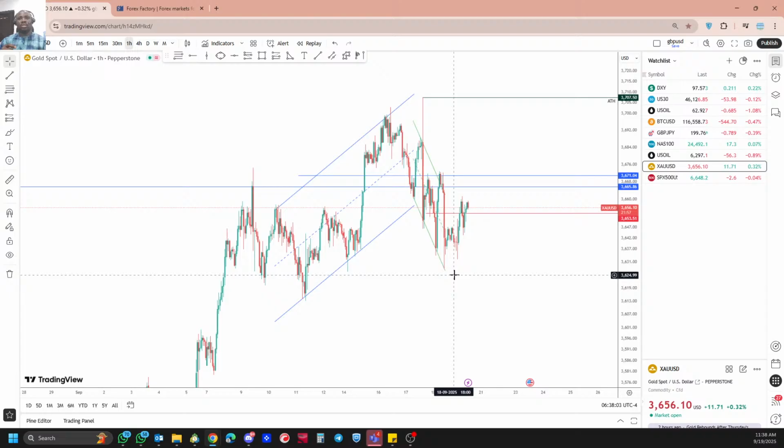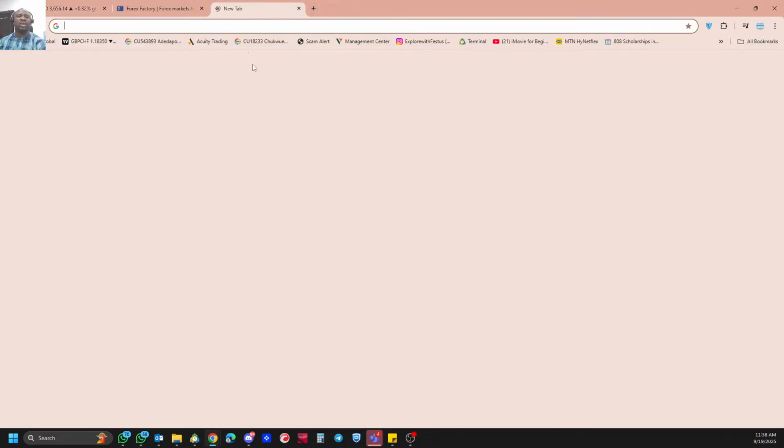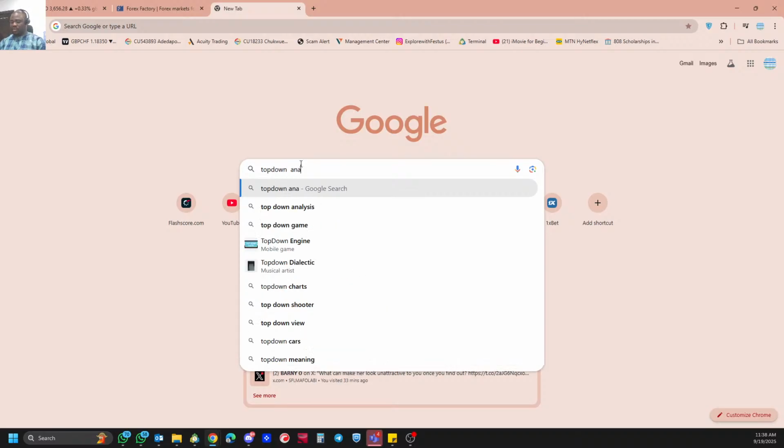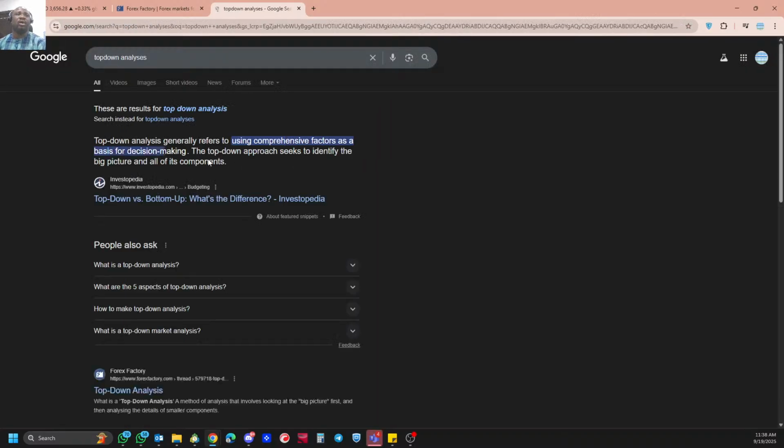Just do a short, quick top-down analysis. Basically, this is what you do over time. So, just a quick definition. Let's get the official definition of what we mean by top-down analysis. It basically refers to using comprehensive factors as a basis for your decision making.